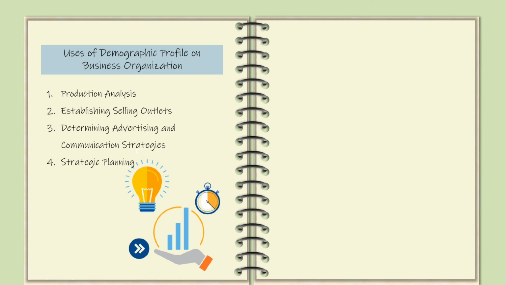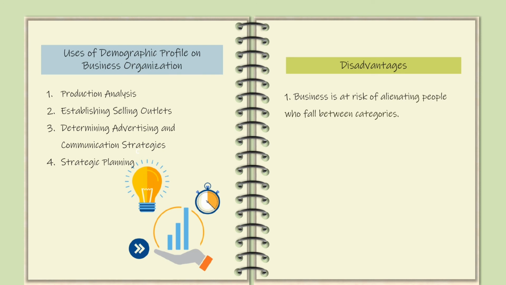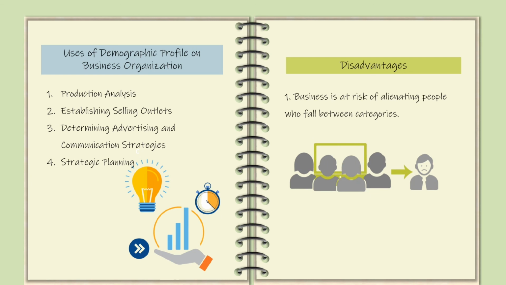So, those are the four uses of demographic profile in a business organization. Let's now proceed to the disadvantage. Just like any other thing, demographic profile has its disadvantages. So I will be discussing one of them, and this is businesses at risk of alienating people who fall between categories. Although a demographic profile consists of many categories such as language, gender, and religion, there is still a chance for people to fall between or not be one of them, especially now that things are progressing and showing drastic changes.